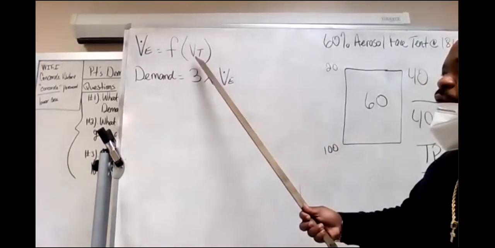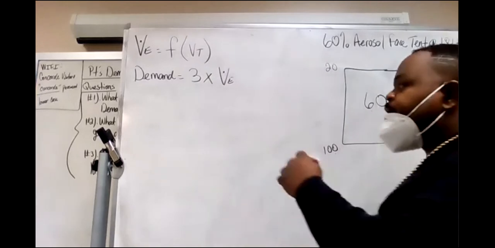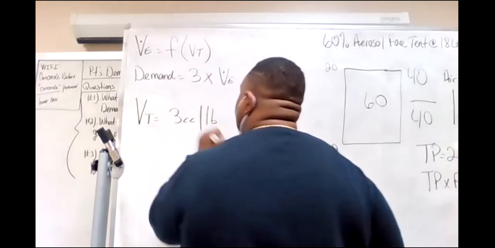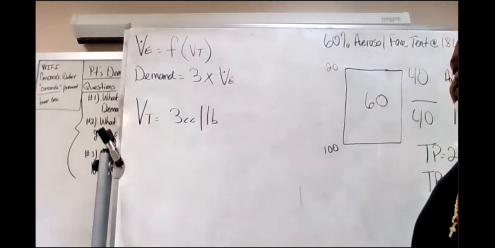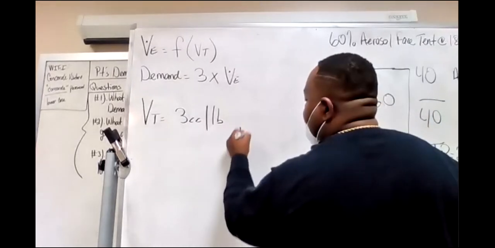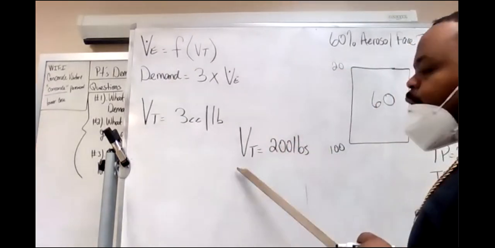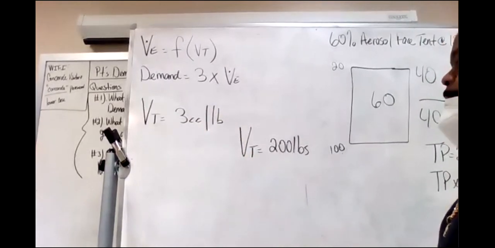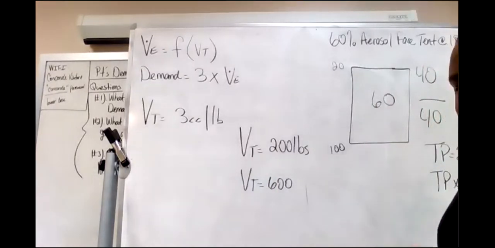Now, if I don't give you the tidal volume and you still have to find minute ventilation, but I give you a weight, then you have to use the weight to find the tidal volume. If you don't know the tidal volume, remember that the tidal volume is 3 cc's per pound. So what will be the tidal volume if somebody is 200 pounds, if it's 3 cc's for every pound? 600. So the tidal volume would be 600, okay?